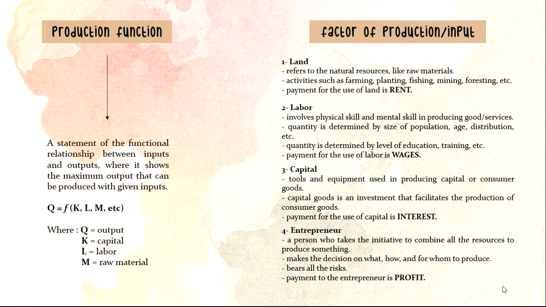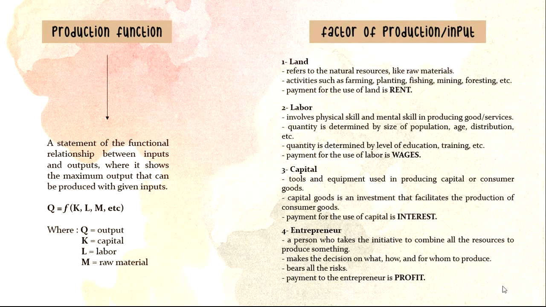The third one is capital. Tools and equipment used in producing capital or consumer goods. For example, we want to design our clothes, so we need to sew the clothes or put decoration on it. So we need tools to produce good and pretty clothes. The capital good is an investment that facilitates the production of consumer goods. Payment for the use of capital is interest.